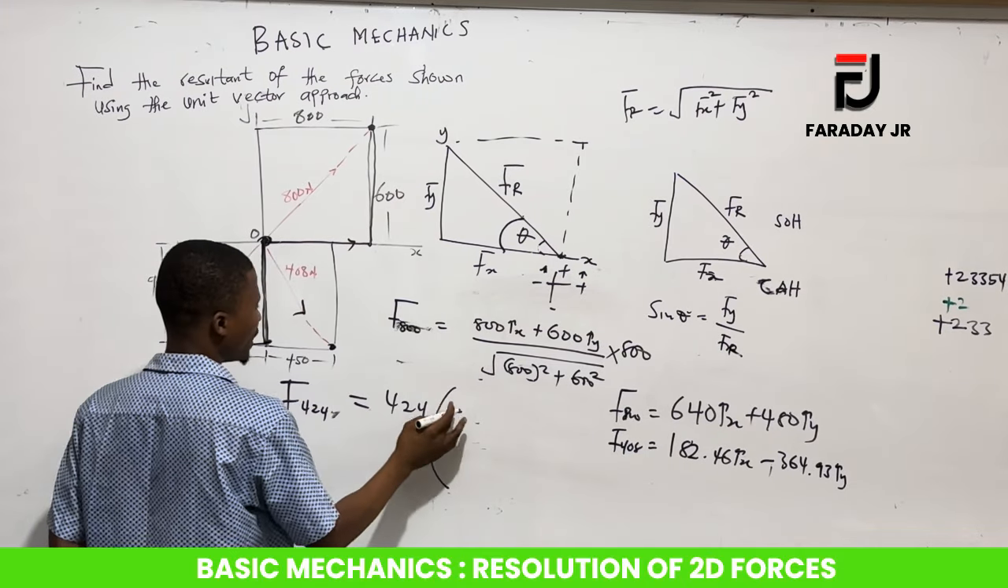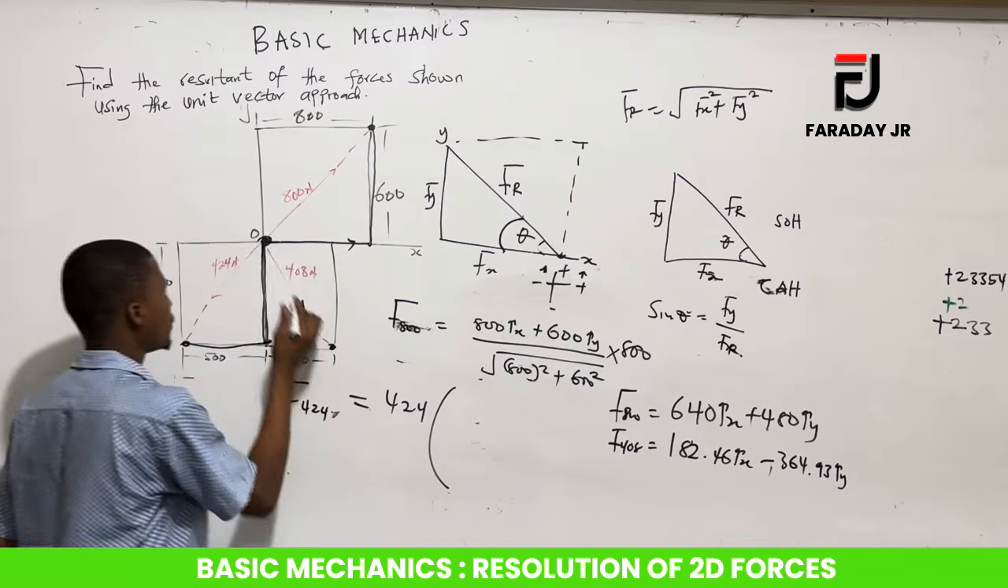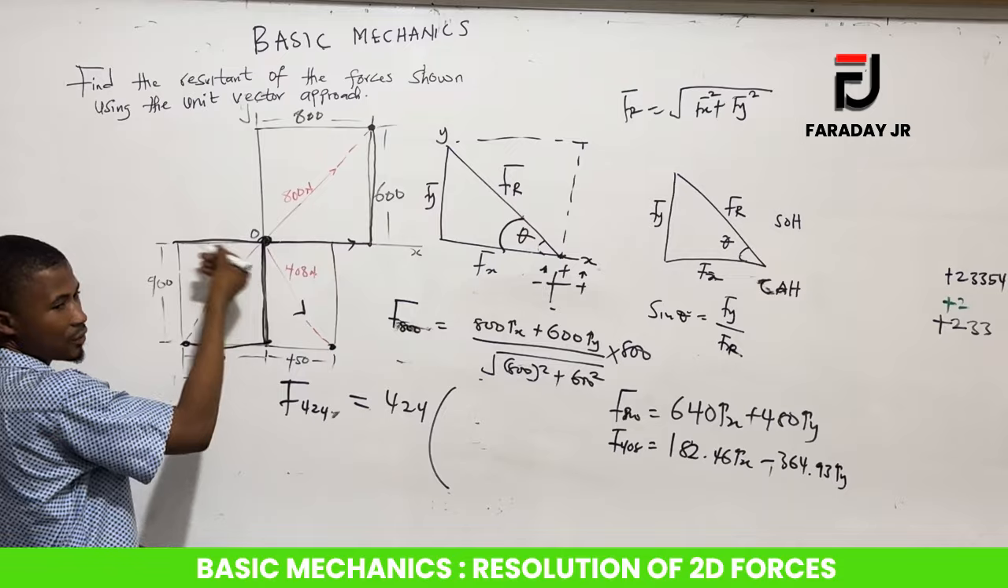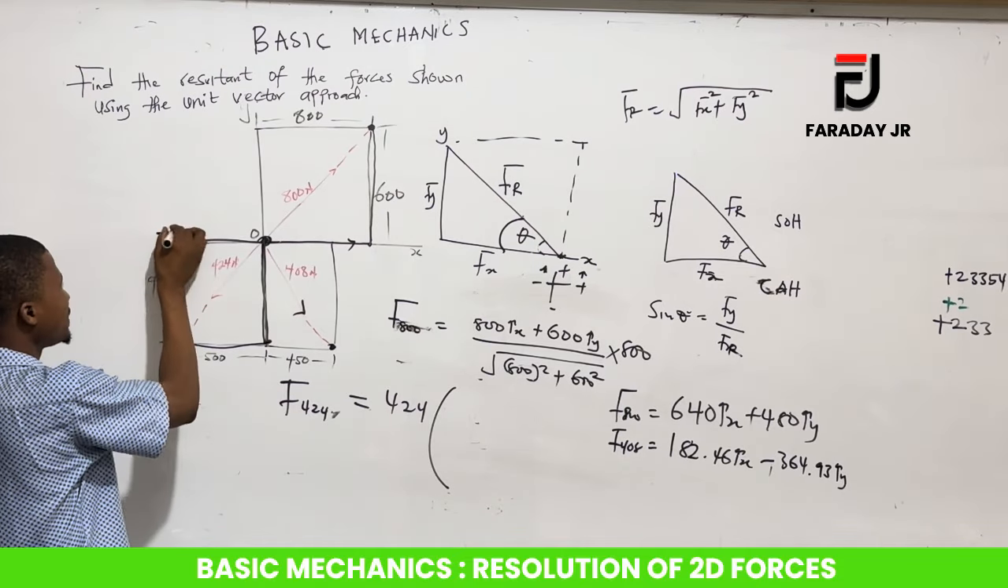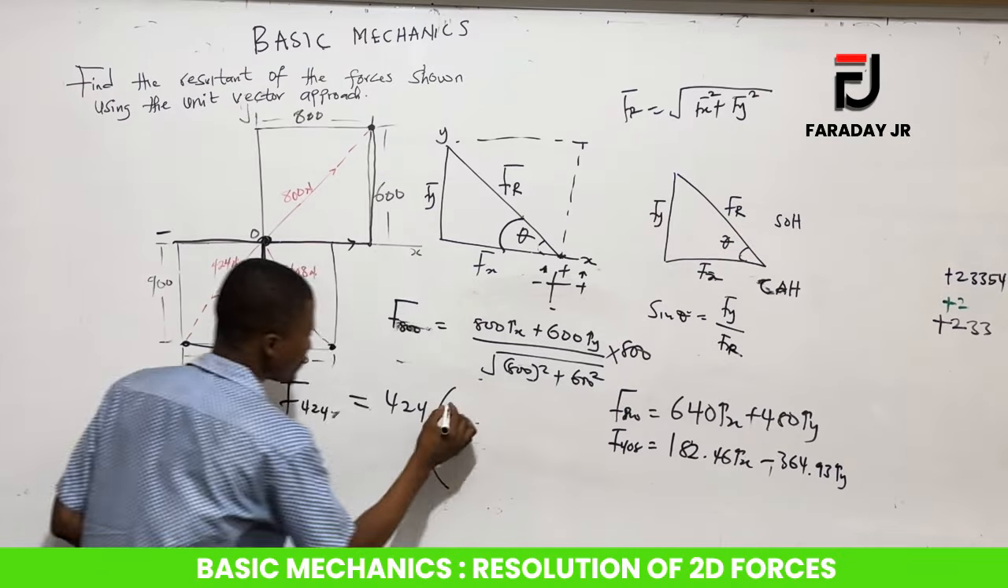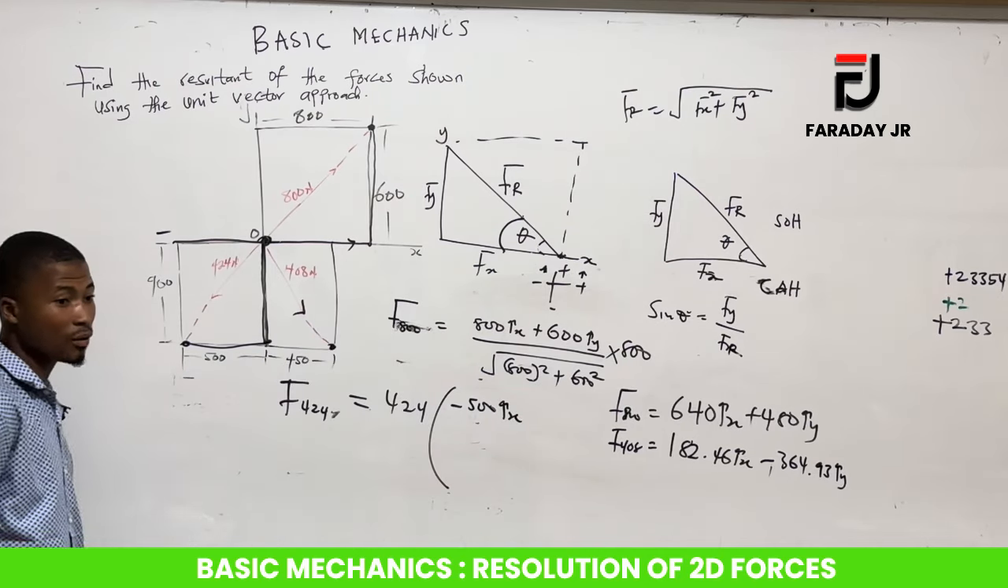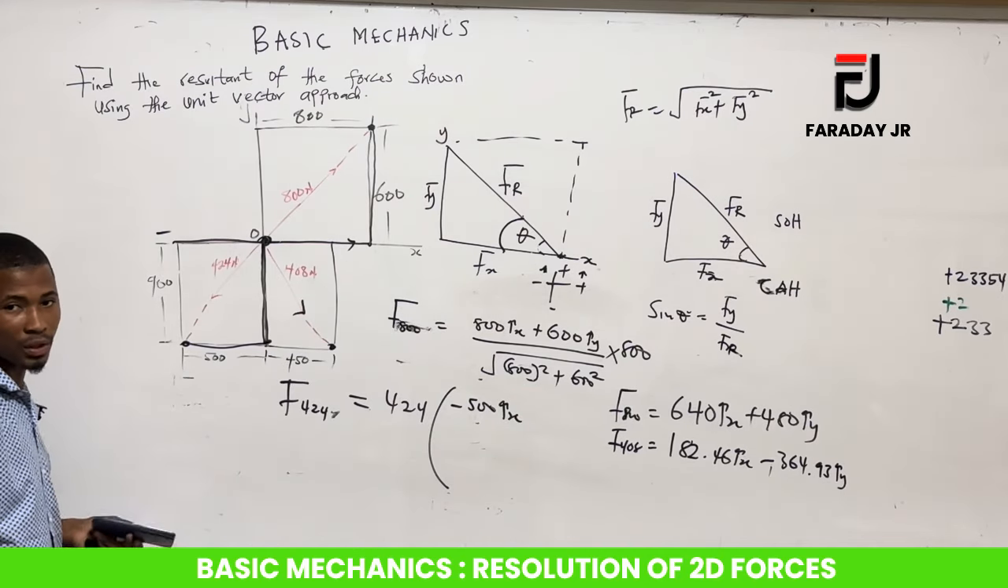Or let me do it for the x first, right? So that it will be uniform. So I can move this way. That will give me what? Negative. It's moving in the negative region. So that will give us negative 500 i. And this is the same thing we are going to do in the 3D plane as well.